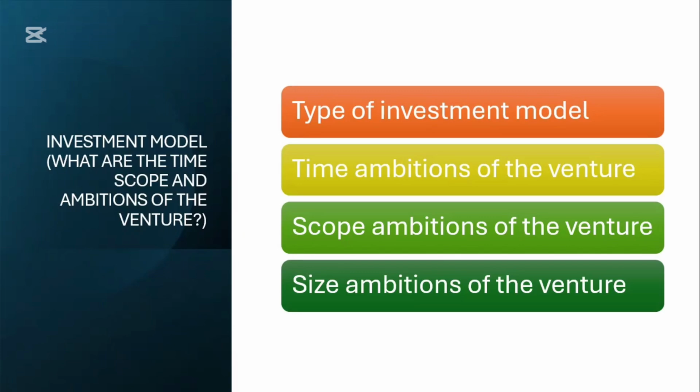Time and ambitions. Where do you see yourself in 3 years' time? Where do you see yourself in 5 years' time? Where do you see yourself in 10 years' time? You must have an idea of where you want to go. Scope of ambitions. Are you looking at going locally, regionally, internationally? Where do you see your business expanding to? Or are you happy with just staying in one spot? Size of ambitions. So, are we looking to say that we are going to become a larger company? Are we going to remain medium? Are we going to remain small? So, how exactly do we see our business growing over time?